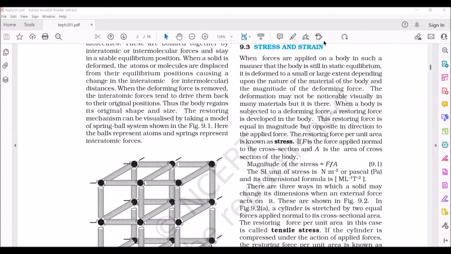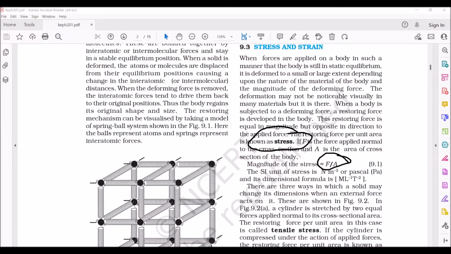We have already discussed that when we apply force on an object, that force tries to change the shape of the object. We call this a deforming force. When we apply this force externally, the restoring force, which tries to bring the object back to its original position, per unit area is called stress. So the magnitude of stress is force per unit area.